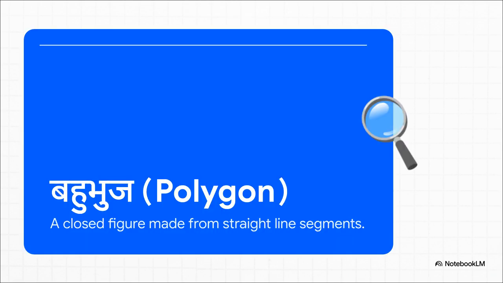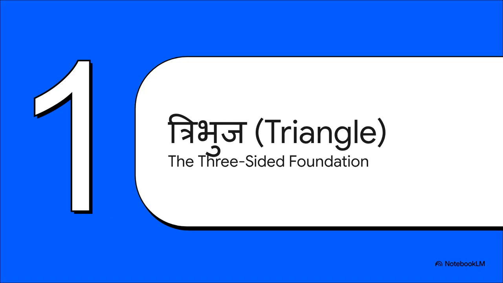Okay, let's dive in with our first major term, the polygon. You can think of this as the parent category for almost everything we're going to talk about. The rule is incredibly simple. If it's a closed shape made up of only straight lines, boom, it's a polygon. No curves allowed here. So with all these polygons out there, where do we even begin?